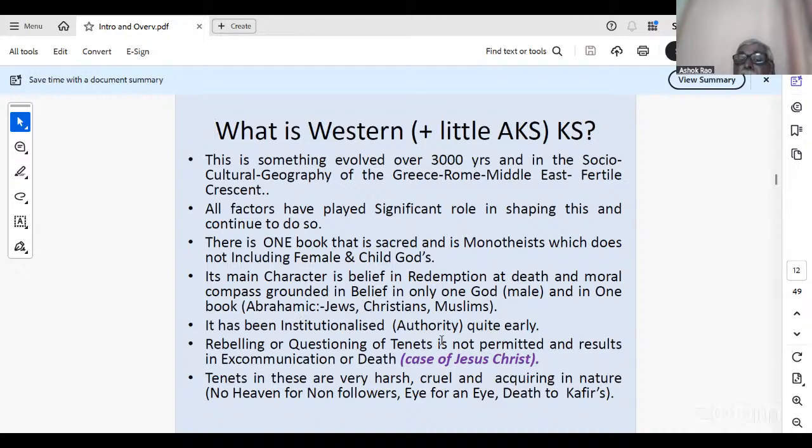It has been institutionalized, meaning having a prominent single authority very early. For example, Vatican is about 325 AD. So approximately 1900 years back, Vatican got set up and it's still continuing. Same is the Jewish and the Islamic thing. Rebelling or questioning of tenets is not permitted and results either in excommunication or death.